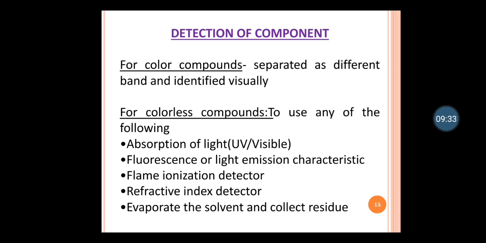The last point is detection of components. To detect the components according to color: if you have colored compounds, separate the colored bands and identify them visually. If you have colorless compounds, use any of the following methods: absorption of light, either UV or visible method, or fluorescence technique, or flame ionization detectors, or refractive index detectors.